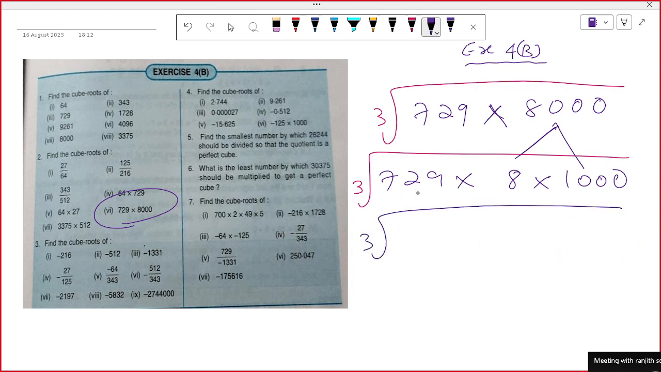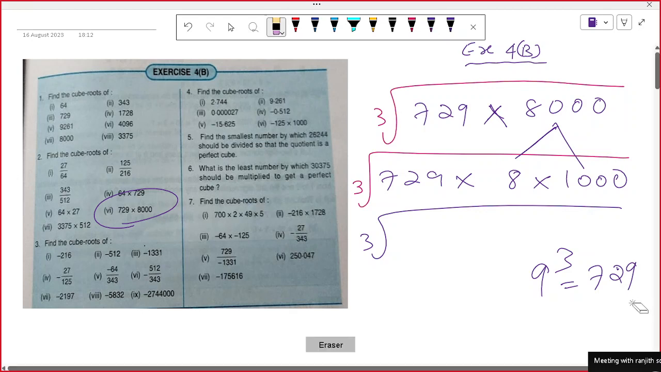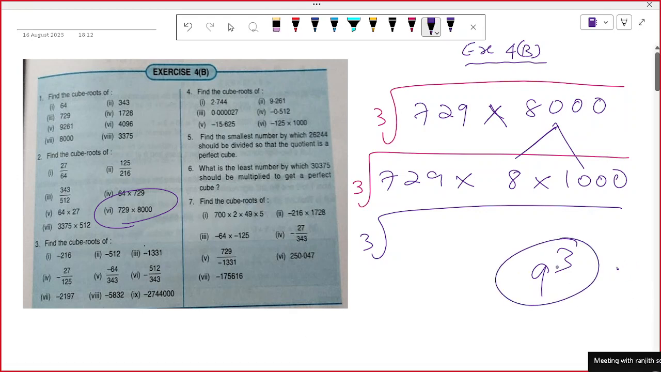Next, for 729, it is 9 into 9 into 9, sir. 9 cube is 729. How many of you will remember this? 9 cube is 729. Remember, sir. So 9 cube, how many times is 9 present? 3 times, sir. So instead of factorizing, write 9 3 times like this. Or you try to factorize, you get the same value.